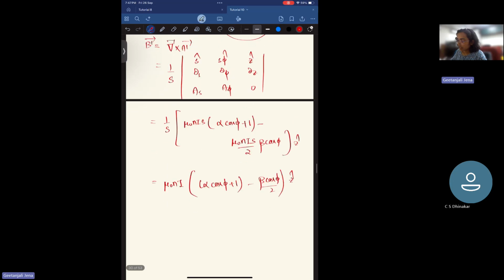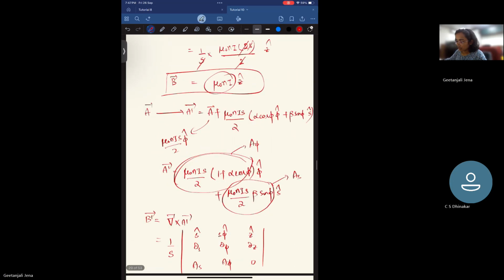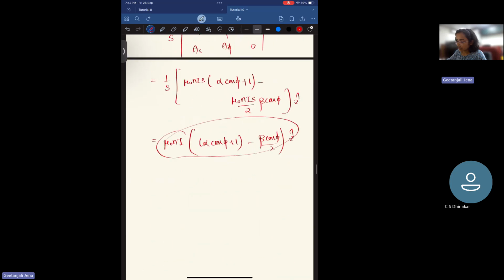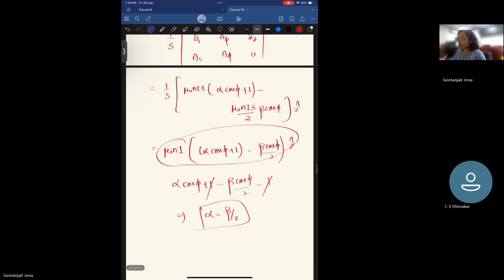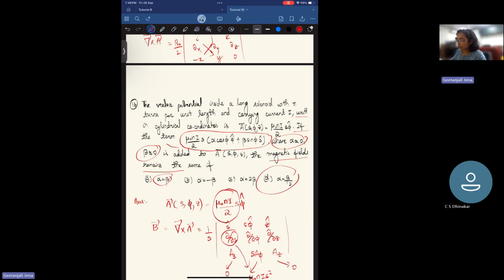These magnetic fields are equal. Previously we got mu naught n I. Now we are getting this value. So for this to be equal, we should have alpha cos phi plus 1 minus beta cos phi by 2 equal to 1. This will cancel. This will give alpha is beta by 2. Okay. Answer will be option D.